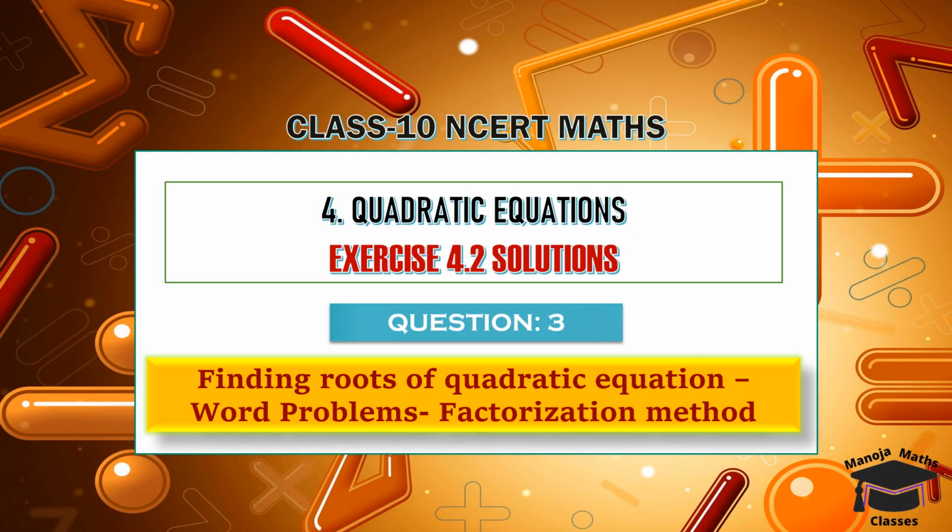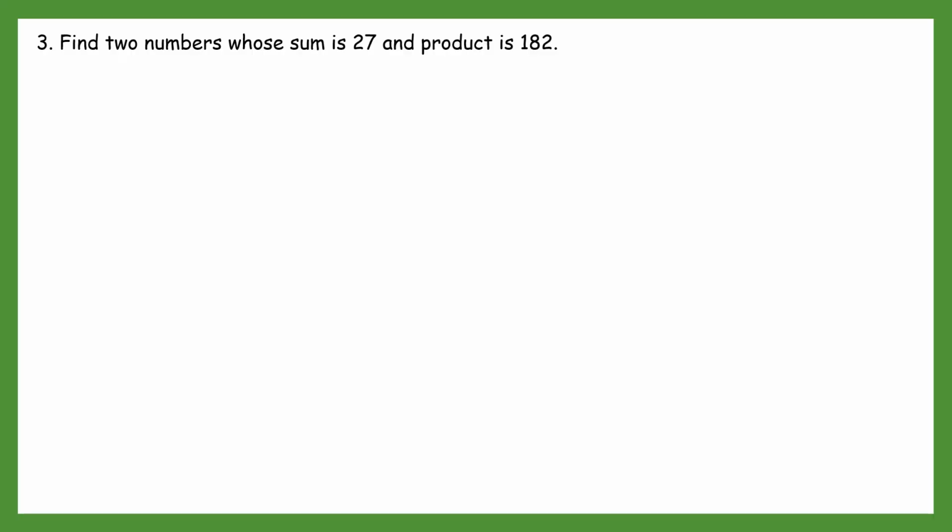Let's solve question number 3 in exercise 4.2, quadratic equations. The chapter is quadratic equations, class 10 NCERT Maths. The concept is finding roots of quadratic equations. We are using the factorization method. Find two numbers whose sum is 27 and product is 182.